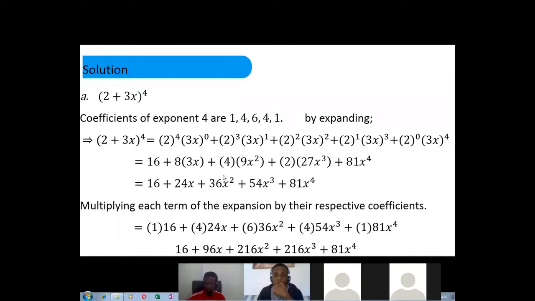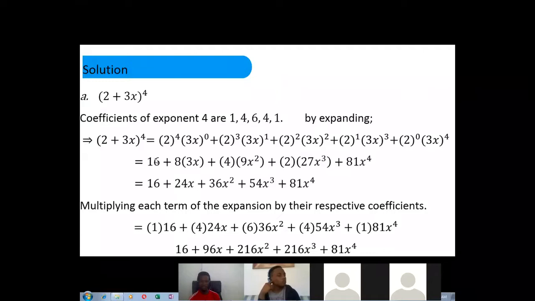Sir, please can you explain the second step again? 2 exponent 4 is 16, right? And it's multiplying 3x exponent 0. So the 3x exponent 0 is 1. So that gives us 16 times 1, giving us 16.